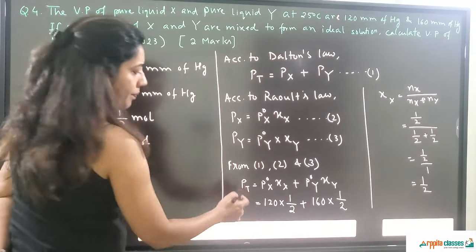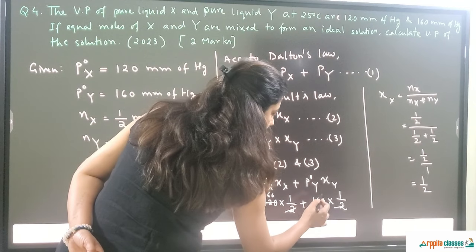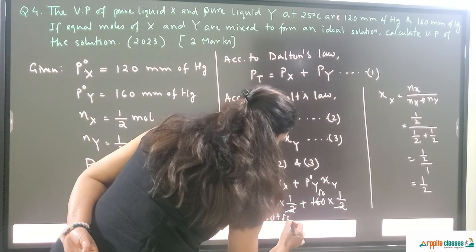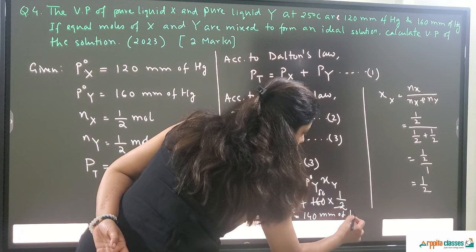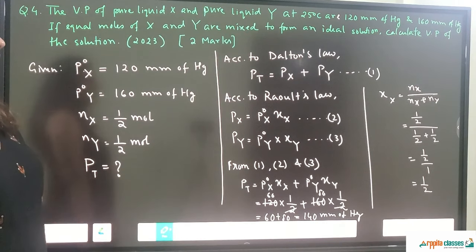So it is coming 60 plus 80, that is 140 millimeter of Hg. So the entire pressure of the solution is 140 millimeter of Hg.